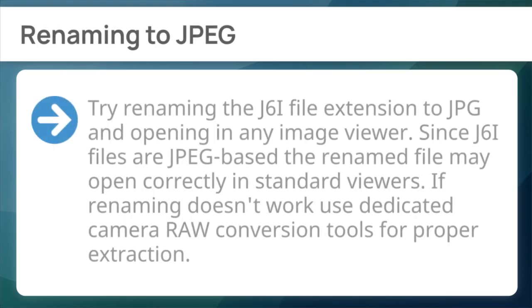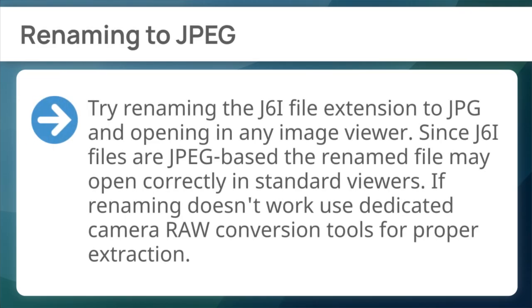Finally, renaming to JPEG. Try renaming the J6I file extension to JPG and opening in any image viewer. Since J6I files are JPEG-based, the renamed file may open correctly in standard viewers. If renaming doesn't work, use dedicated camera raw conversion tools for proper extraction.